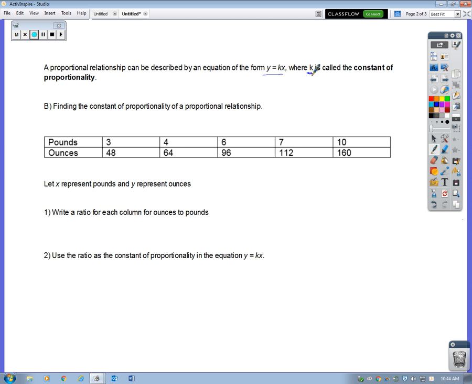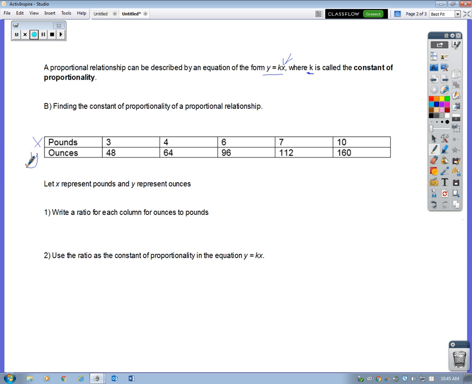Finding the constant of proportionality of a proportional relationship. All right, so in this table, we have pounds and ounces. So for every 3 pounds, we have 48 ounces, 4 pounds, 64 ounces, and so on. We're looking at x from our equation to represent pounds. So I'm going to put an x right here. And y is going to be ounces. So there's our y.